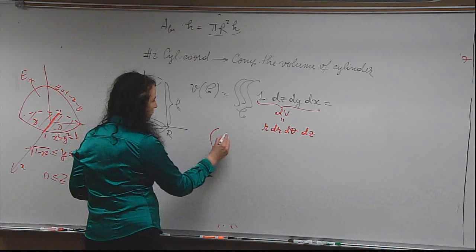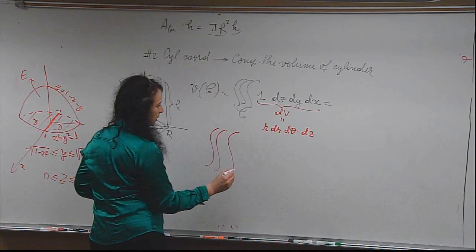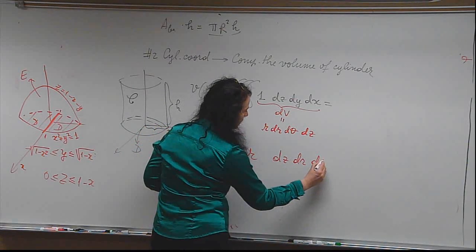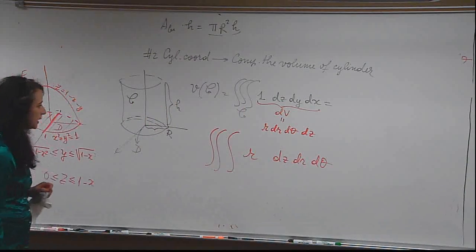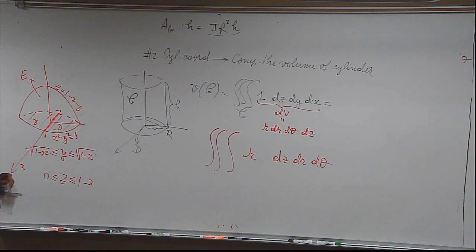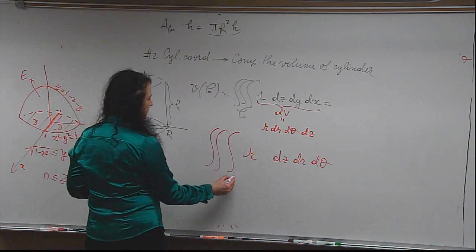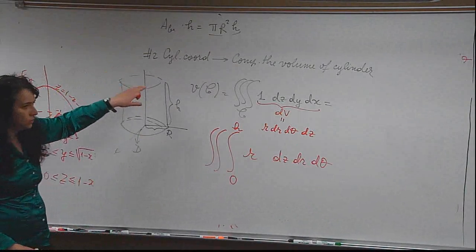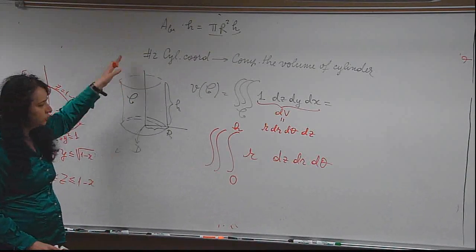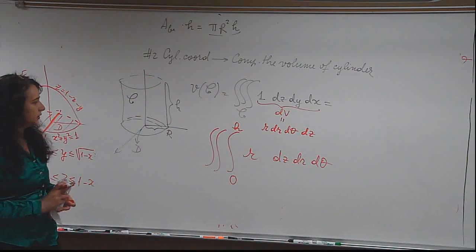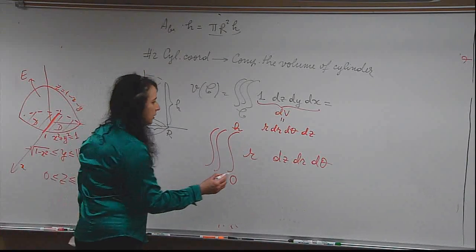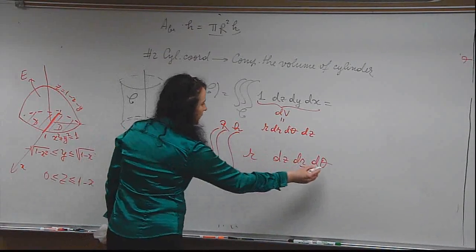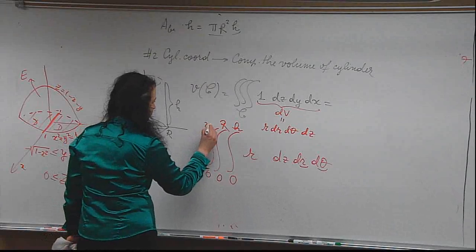So I will have to do it in proper order. R, dz first, dd, dr, d theta, because, well, it doesn't matter in this case, z is still between some fixed values. Z is between 0 and h. Again, if this were a plane or another surface, you would write it as a variable function of two variables. Then you have r between 0 and r. You have theta between 0 and 2 pi.